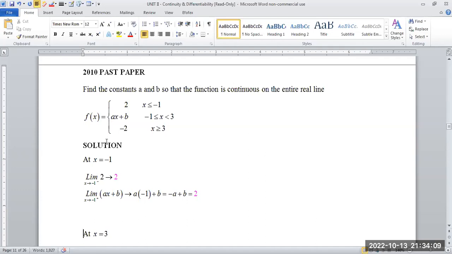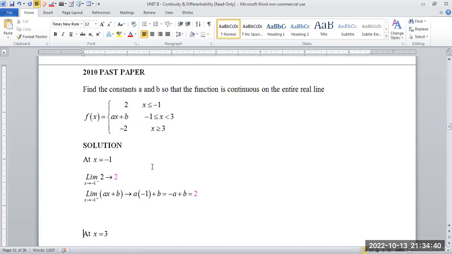So I'm finding the limit to the left of -1, and the function is just 2, a constant. The answer will be 2. The limit of a function of a constant is a constant itself. But guess what? To the right of -1, I'm going to have ax plus b.